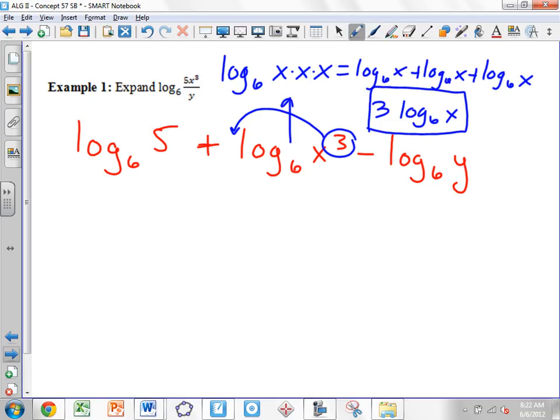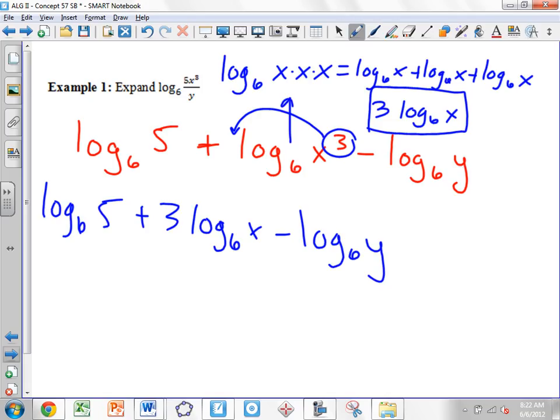So if you were expanding this, your final answer is log 6 of 5 plus 3 log 6 of x minus log 6 of y. Okay? Again, that would be your answer for an expansion. This is useful. I know it seems like it's trivial right now. It's just a rule, but it is useful. We're going to do something with this. Yes, absolutely. We are going to do something with it. We're going to be given some information to determine stuff in a second.